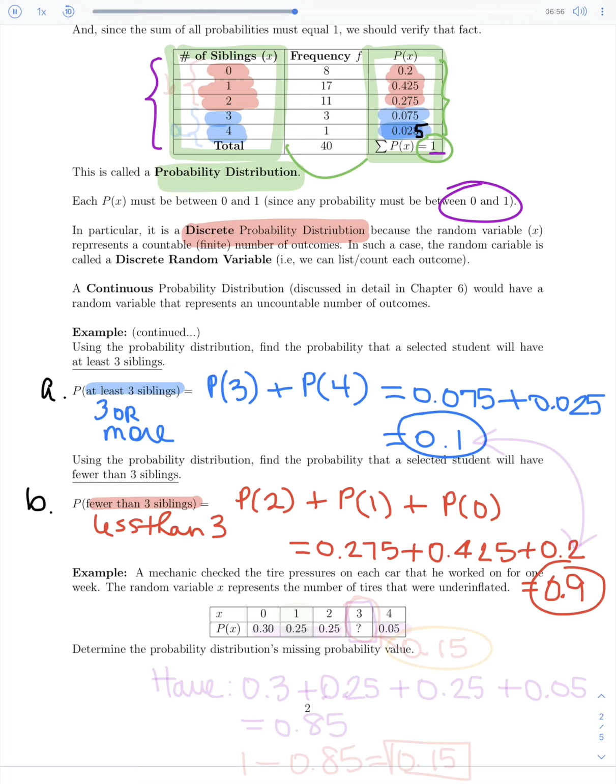Now let's compare our answers from A and B. What do you notice about them? If you look at them together, they add up to 1, and there's a reason why. Part A was your probability of having 3 or 4 siblings, and part B was having less than 3, which means 0, 1, or 2. Notice that together they make up the entire sample space. So they are complements. Remember, if they're complements, they should add up to 1 or 100% of the data. So this does match up and make sense.